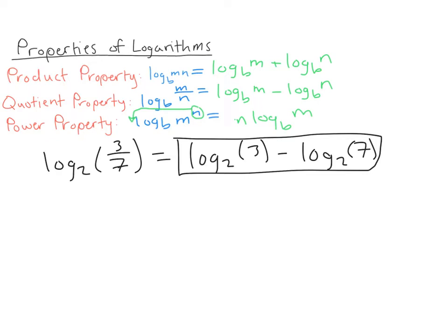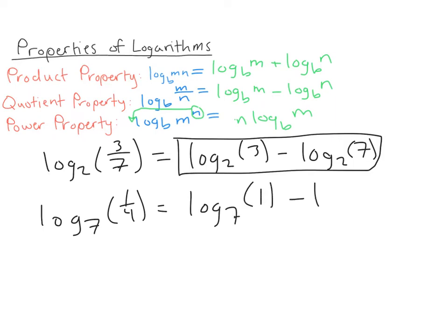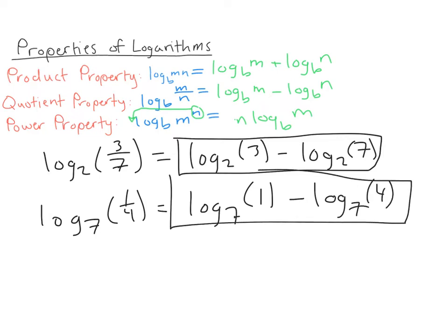Now I'll try this one. If you have log base 7 of 1/4, it's always top minus the bottom. So you'll have log base 7 of 1 minus log base 7 of 4. And then you're done. So a lot of these do not have heavy, intense math. It's just making sure that we're applying the property correctly when we have these different scenarios.